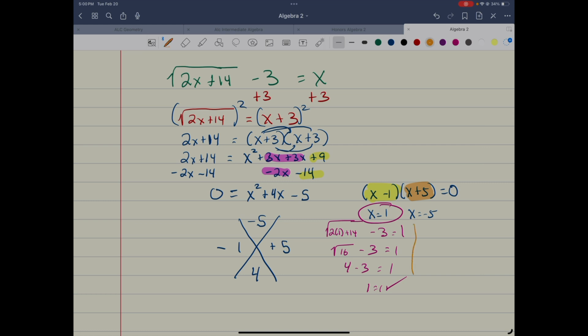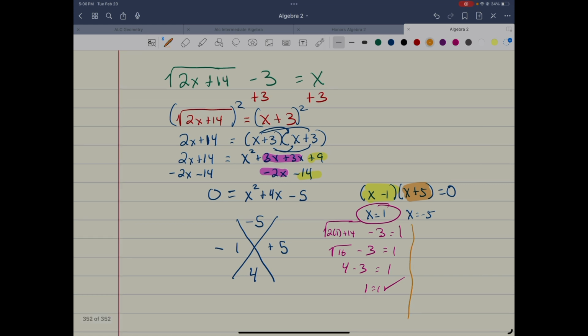If we try the negative 5, we've got the square root of 2 times negative 5 plus 14 minus 3. That has to equal negative 5. Sorry, my bad. This should say negative 5 over here. I forgot to put this. It should be negative 5.